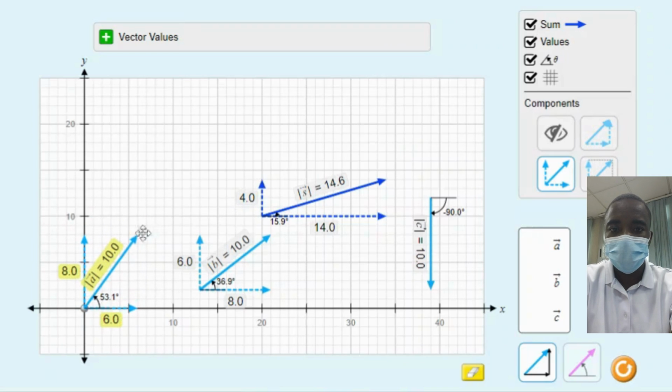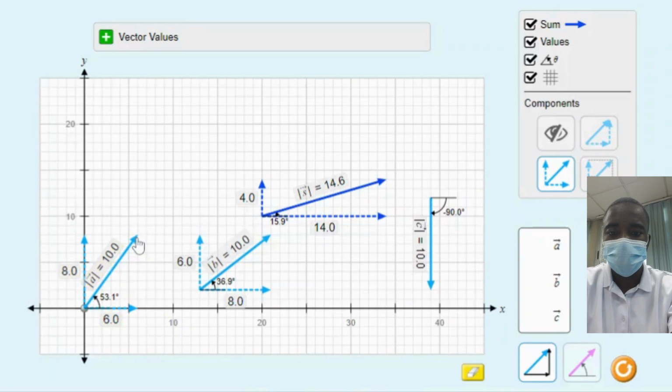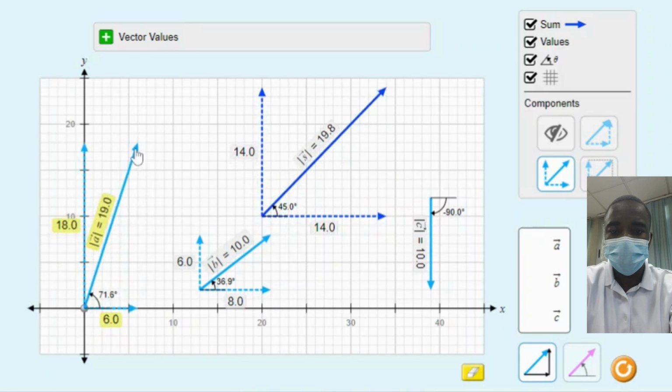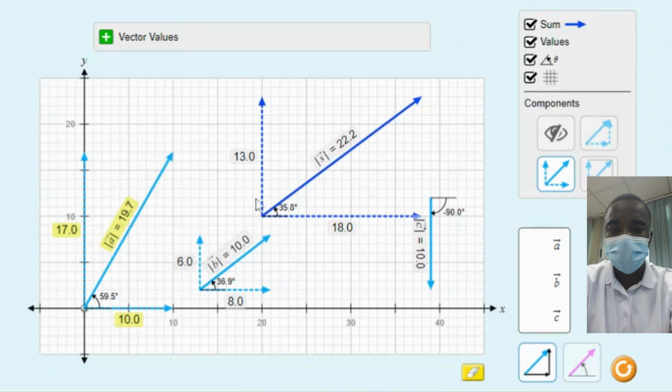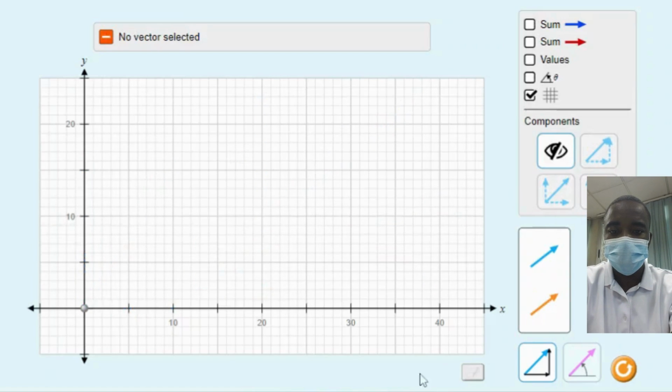Students can also add up to 10 vectors of the same type. This feature allows students to explore the cumulative effect of adding multiple vectors. By adding more vectors, students can observe how the resultant vector changes and understand the principles of vector addition in more complex scenarios. The simulation provides an interactive platform where students can actively engage with the concept of vector addition.